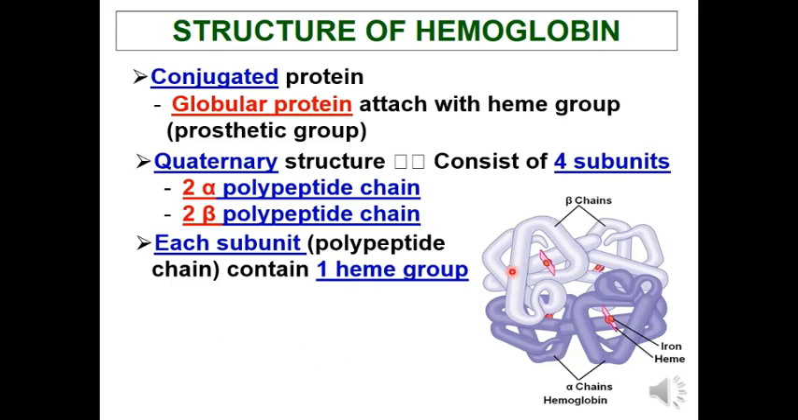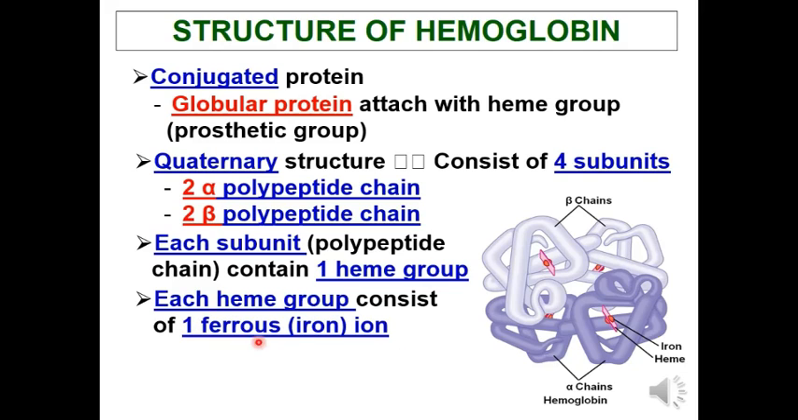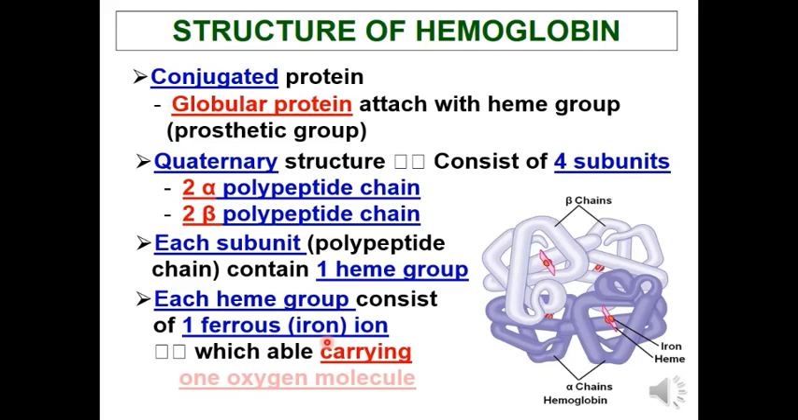We have 1, 2, 3, 4 because we have 4 subunits, and each subunit consists of one ferrous or iron ion. The function of this ion is to carry oxygen. One ion will carry 1 molecule of oxygen.